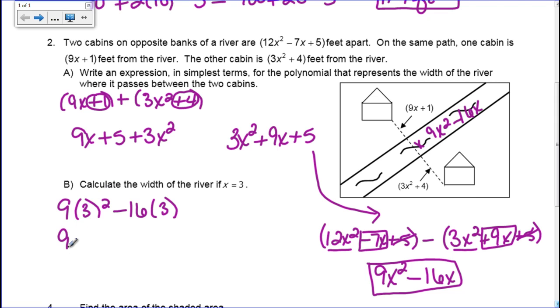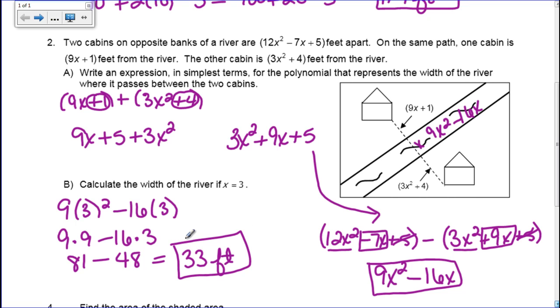Exponents first. So I have 9 times 9 minus 16 times 3, and that's 81 minus 48. And when I subtract 81 minus 48, I get 33. So my distance across the river is 33 feet. Those are my units given in my problem. Make sure you put them on your answer.